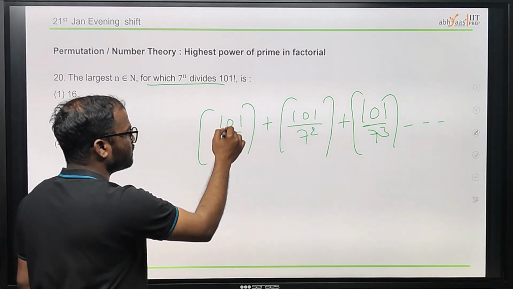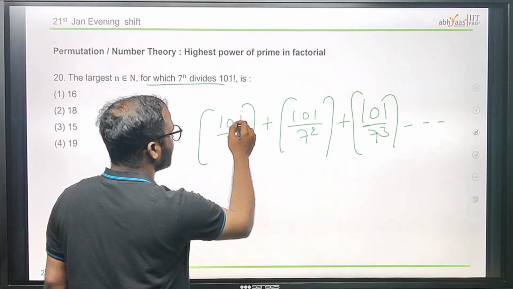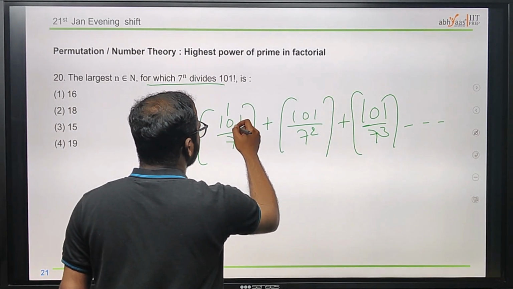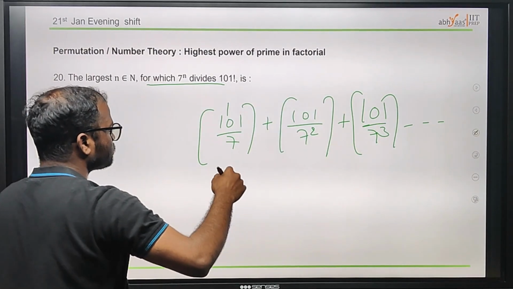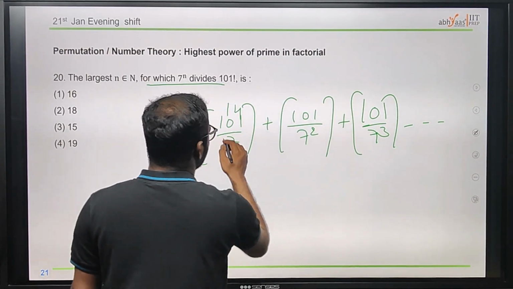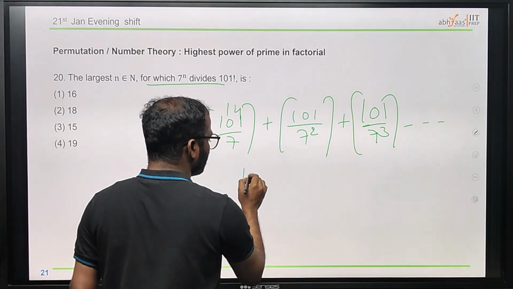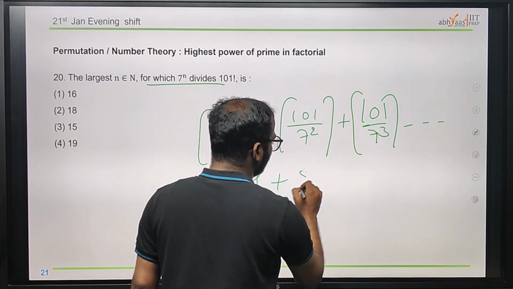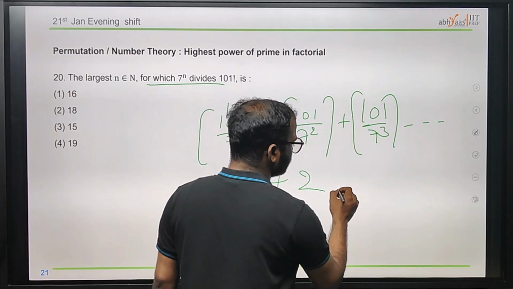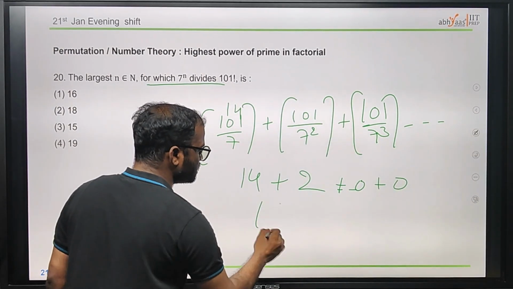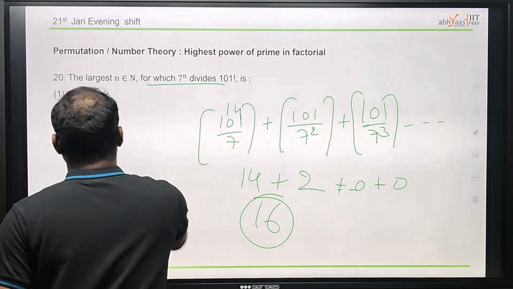Now if we divide this, we will have 7 times 14, which is 14 point something. Plus here as well 49, that will be 2. And this will be plus 0 plus 0. Therefore 16 is our answer in this question.